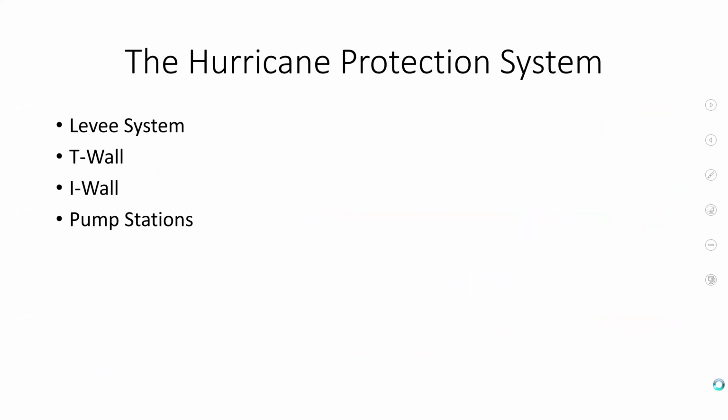I will talk today about the hurricane protection system. The hurricane protection system consists of either a levee, or a combination of a levee and I-wall. Okay, and it also consists of a T-wall and pump stations.